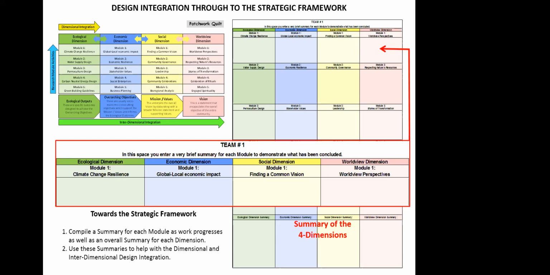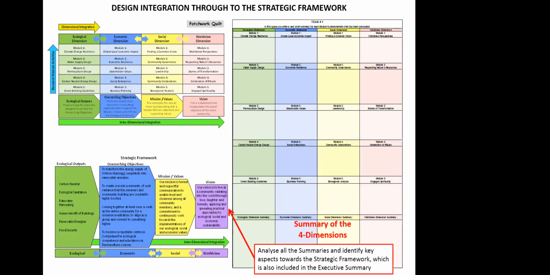And in turn, you'll start weaving a story through it that will inform your strategic framework. Remember, your strategic framework is made up of a vision. What's the vision for the project? What are the underlying mission and values? What are the overarching objectives? And what are the ecological outputs?